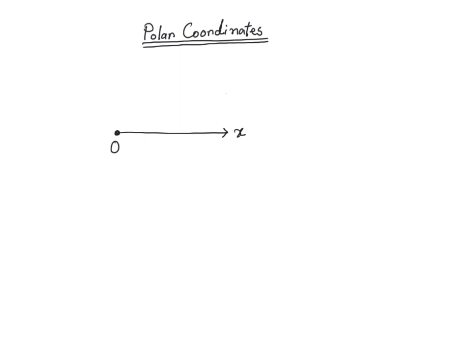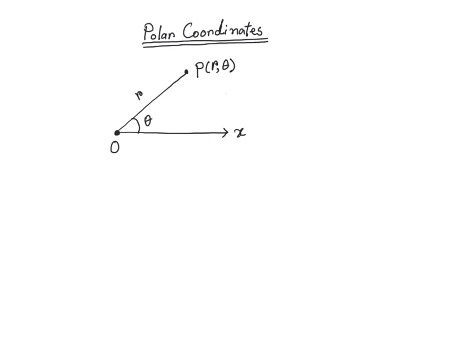Now any point on this plane, let's call it P, is identified by two things. One is its distance, which we call radius, from the origin. And the other is the angle that line segment makes with the horizontal axis. We label it as theta. So point P is uniquely identified by two coordinates in the polar coordinate system. One is the radius r, and the other one is theta, the angle it makes with the horizontal axis.